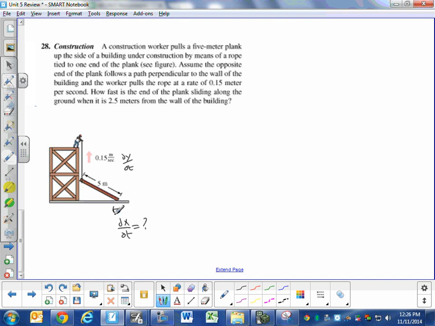When x is 2.5. So dx/dt when x equals 2.5. And I know the plank is 5 meters long. It's told right here. Well, notice we have a right triangle. Whenever you see a right triangle, you can draw a right triangle. You're going to use the Pythagorean theorem. Now, in the previous problem, I substituted a fixed relationship to get rid of a variable. In this problem, what can I substitute to get rid of a variable?